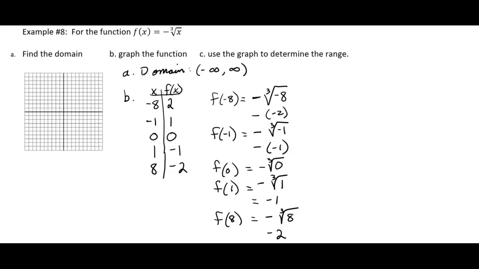Okay, so now let's plot these points and see what happens. It says negative 8, 2. Well, that point is right there. Negative 1, 1. 0, 0, that's the origin. Then I have 1, negative 1. And finally I have 8, negative 2. So it makes kind of this snake, kind of like that. Kind of missed some of the points there. Okay, kind of like that. So that's what the graph looks like.